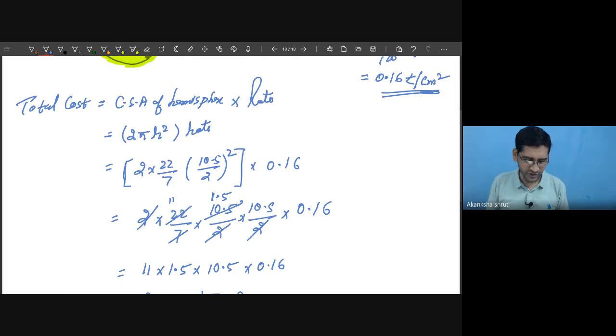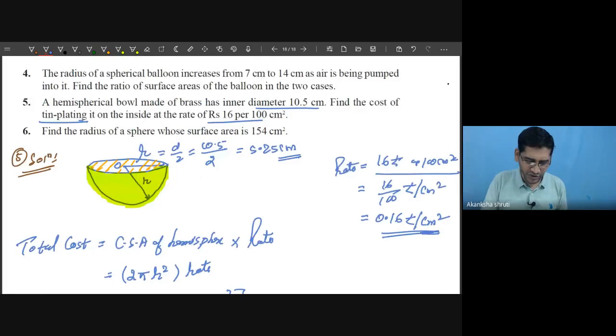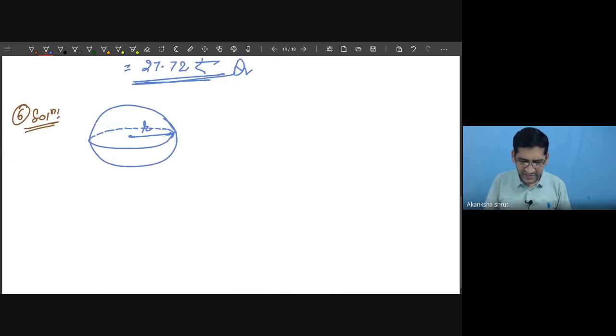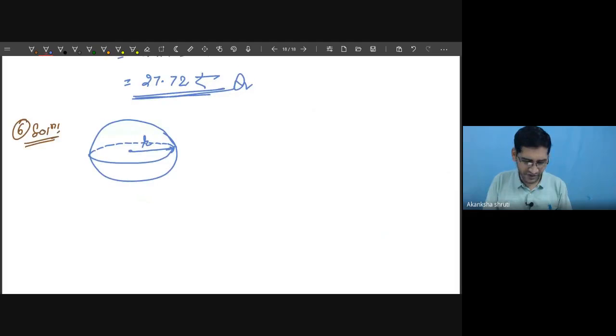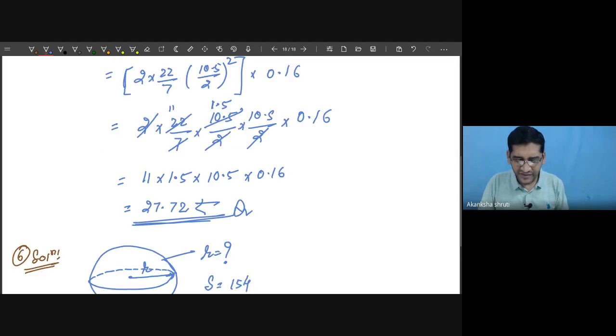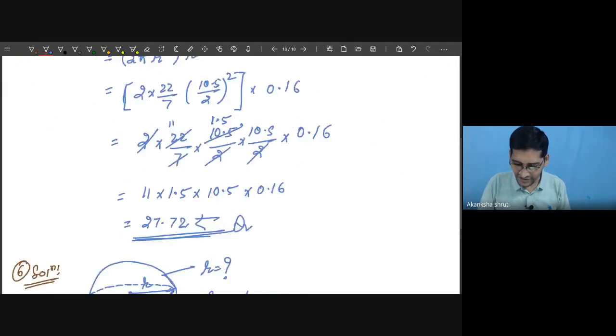This was all about question number 5. Now let us come to question number 6. Find the radius of a sphere whose surface area is this much. So draw a sphere. So this is the sphere I have drawn for question number 6. Here it is given that the radius you need to calculate, but in this case the surface area is given as 154 centimeter square.